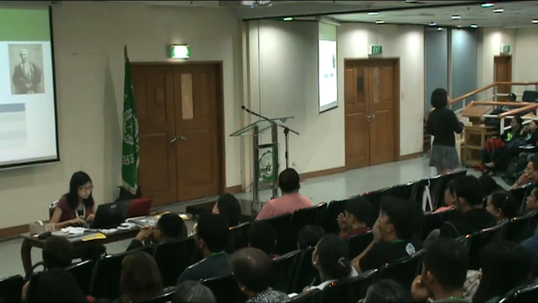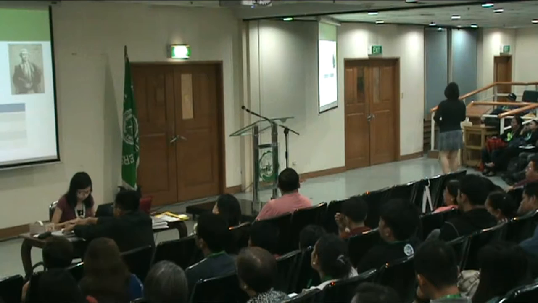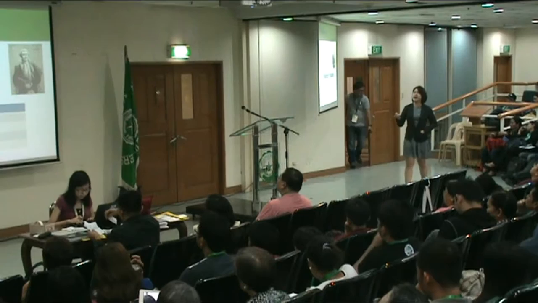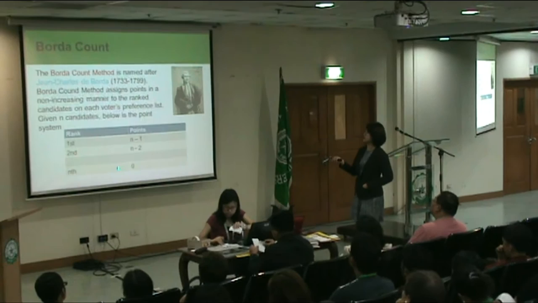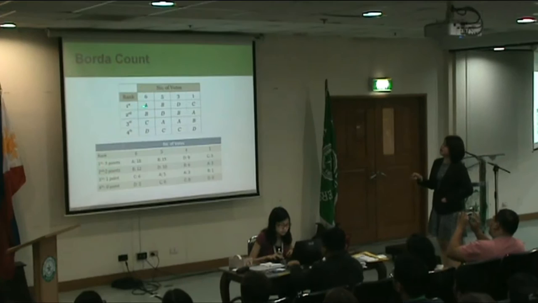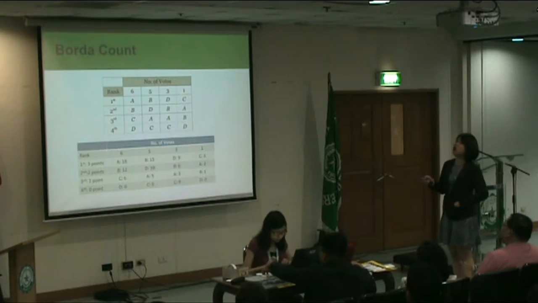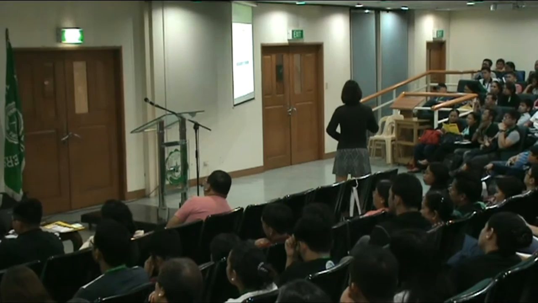So the Borda count method assigns points in a non-increasing manner to the ranked candidates on each voter's preference list. Given N candidates, you would have rank 1 up to 10, right? Okay. So what you do for your point system is the first place will get N minus 1 points and then decreasing by 1 point. So the second place would get N minus 2 points and the last place will have 0 points. Okay? So for our example, here we have the preference table. Since 6 voters voted A for rank 1, how many candidates do we have? 4. So because we have 4 candidates, our score would be 4 minus 1. Okay, so number of candidates minus 1. So the highest score that we will be giving for the first place rank is 3 points. And then in decreasing manner, okay, 2 points, 1 point, and 0.